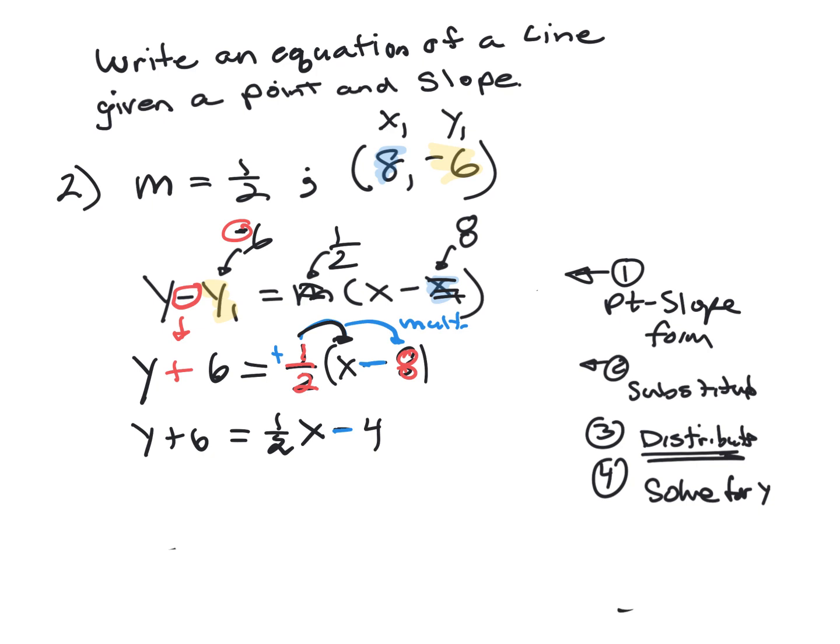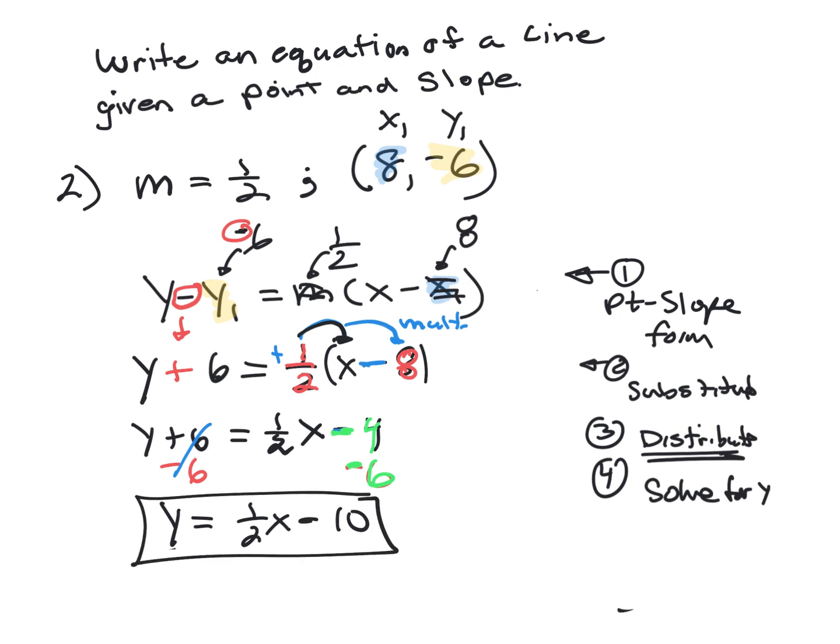So since we're adding 6, we're going to subtract 6 from both sides, because a positive 6 and a negative 6 is 0, and that leaves you just y. And a negative 4 and a negative 6 gives us a negative 10. And that's what you're doing on tonight's homework.